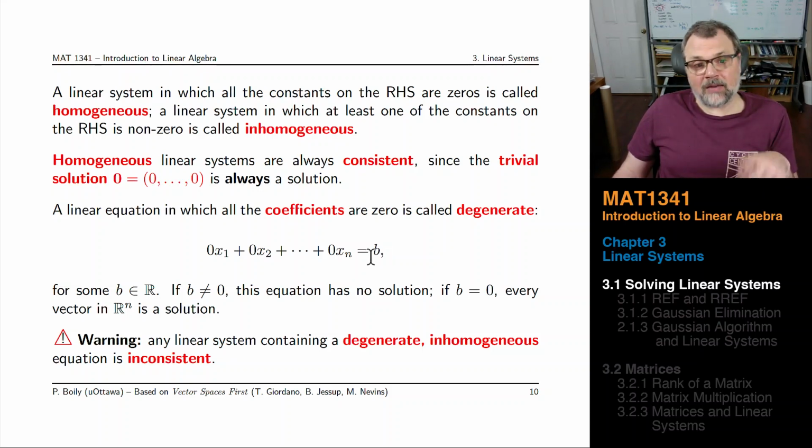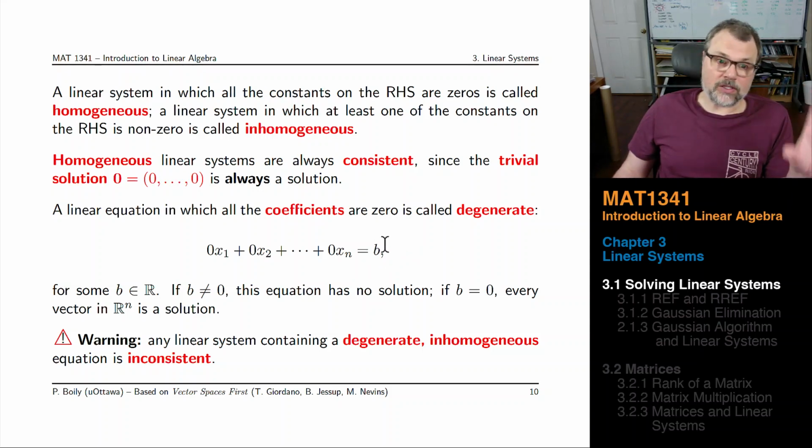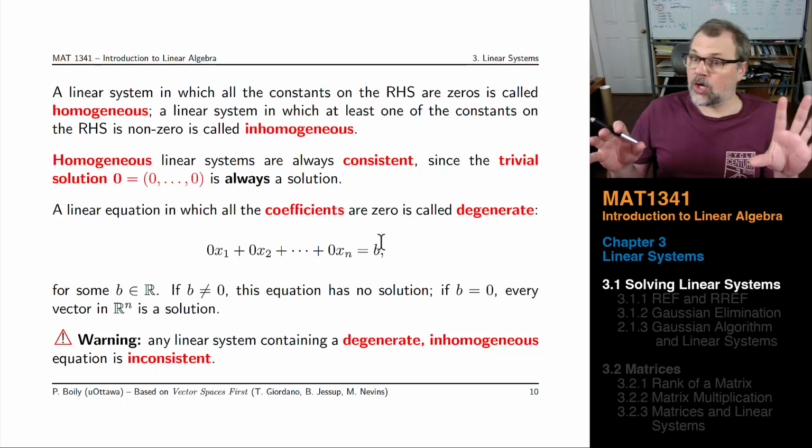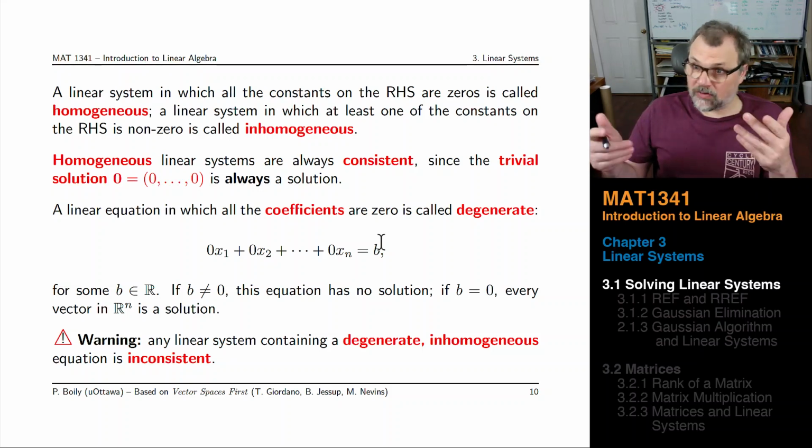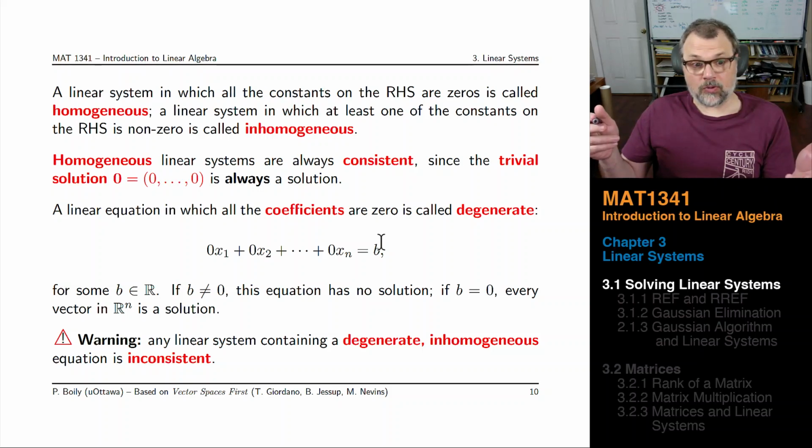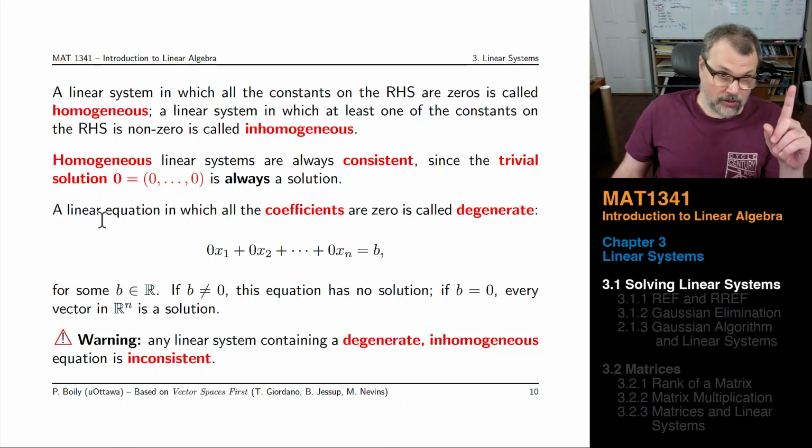If on the other hand B is 0, if the right-hand side, the constant term, is 0, then we have the equation 0 equals 0, which, while not super informative in terms of the content, doesn't really tell us what the solution would be. It is at least consistent. It is not a statement which is false. So if you have one equation, and only one equation, that looks like 0 is equal to 0, then every vector is a solution.